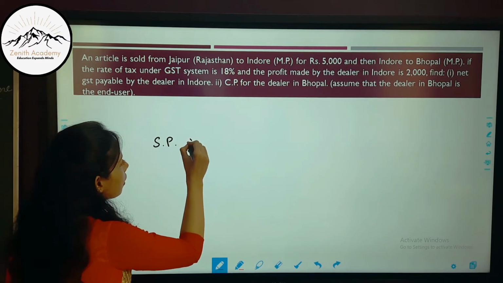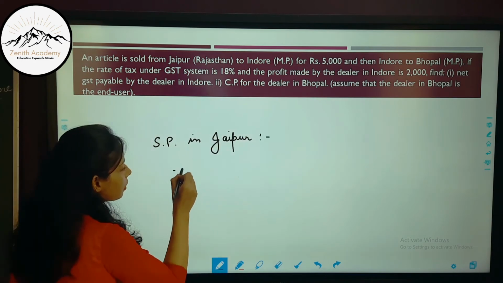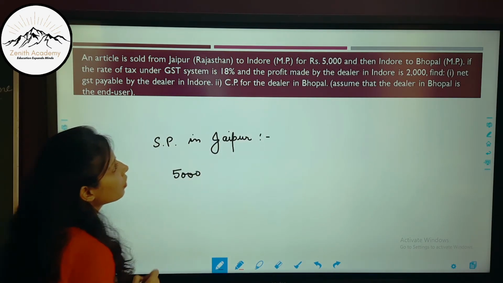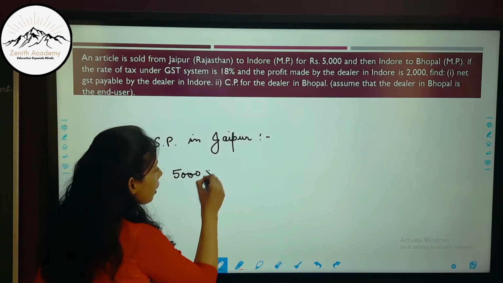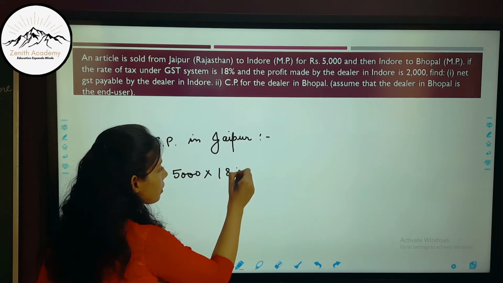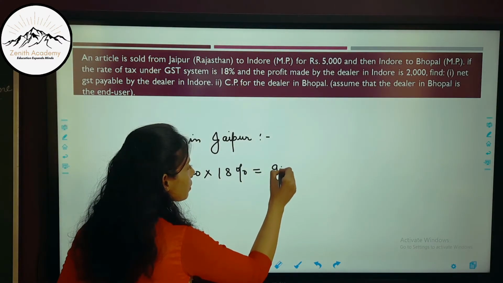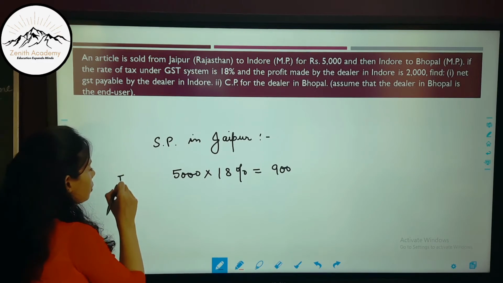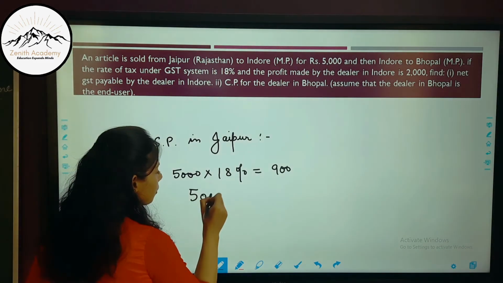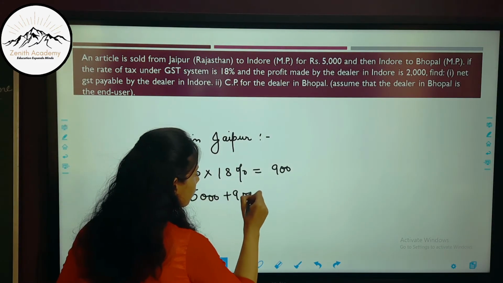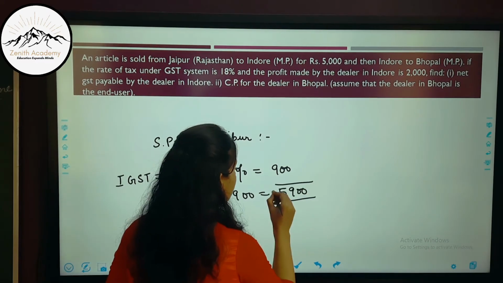So SP, that is selling price in Jaipur. See, 5,000 is the cost. This is the selling price. So 5,000 in Jaipur, it will be 5,000 into 18%, the rate of tax. So 5,000 into 18% will give us 900. This is our IGST. So 5,000 plus 900 will actually give us the selling price in Jaipur.